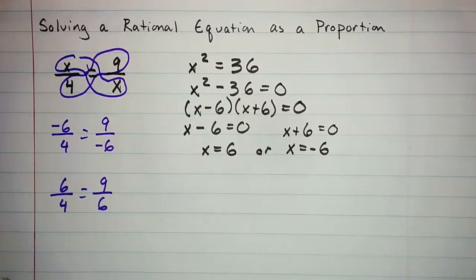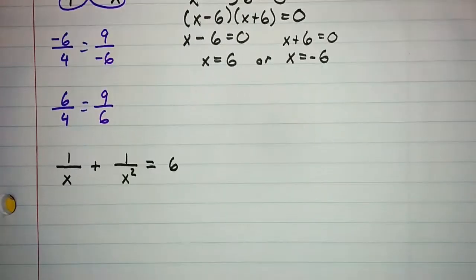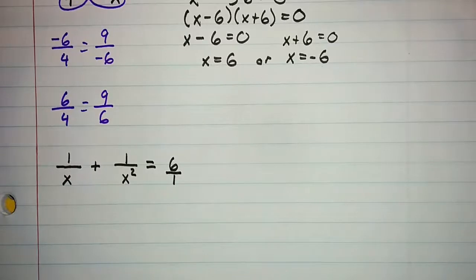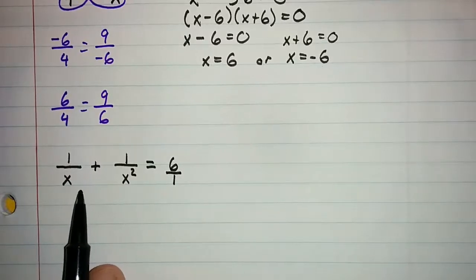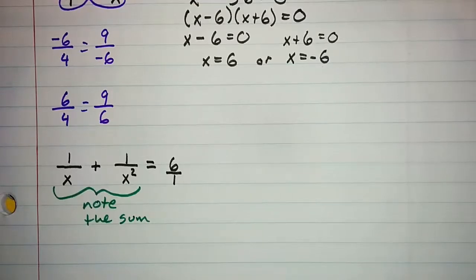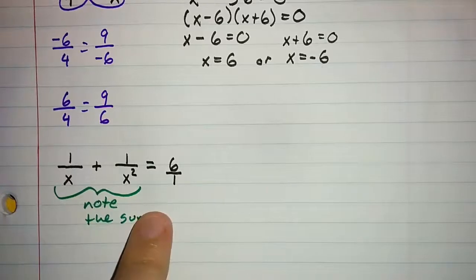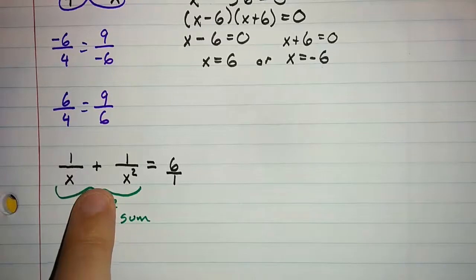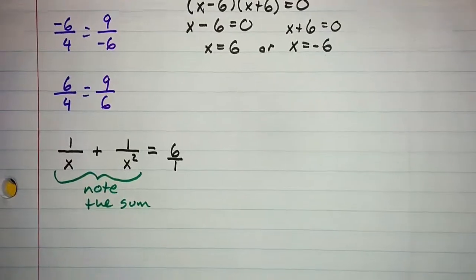Not always the most efficient. For example, suppose we have the rational equation 1 over x plus 1 over x squared equals 6. Of course, we can write 6 as 6 over 1. But on the left-hand side, we don't have just a fraction. In order to be able to solve this as a proportion, we need just one rational expression on the left-hand side. So we need to actually do this addition.